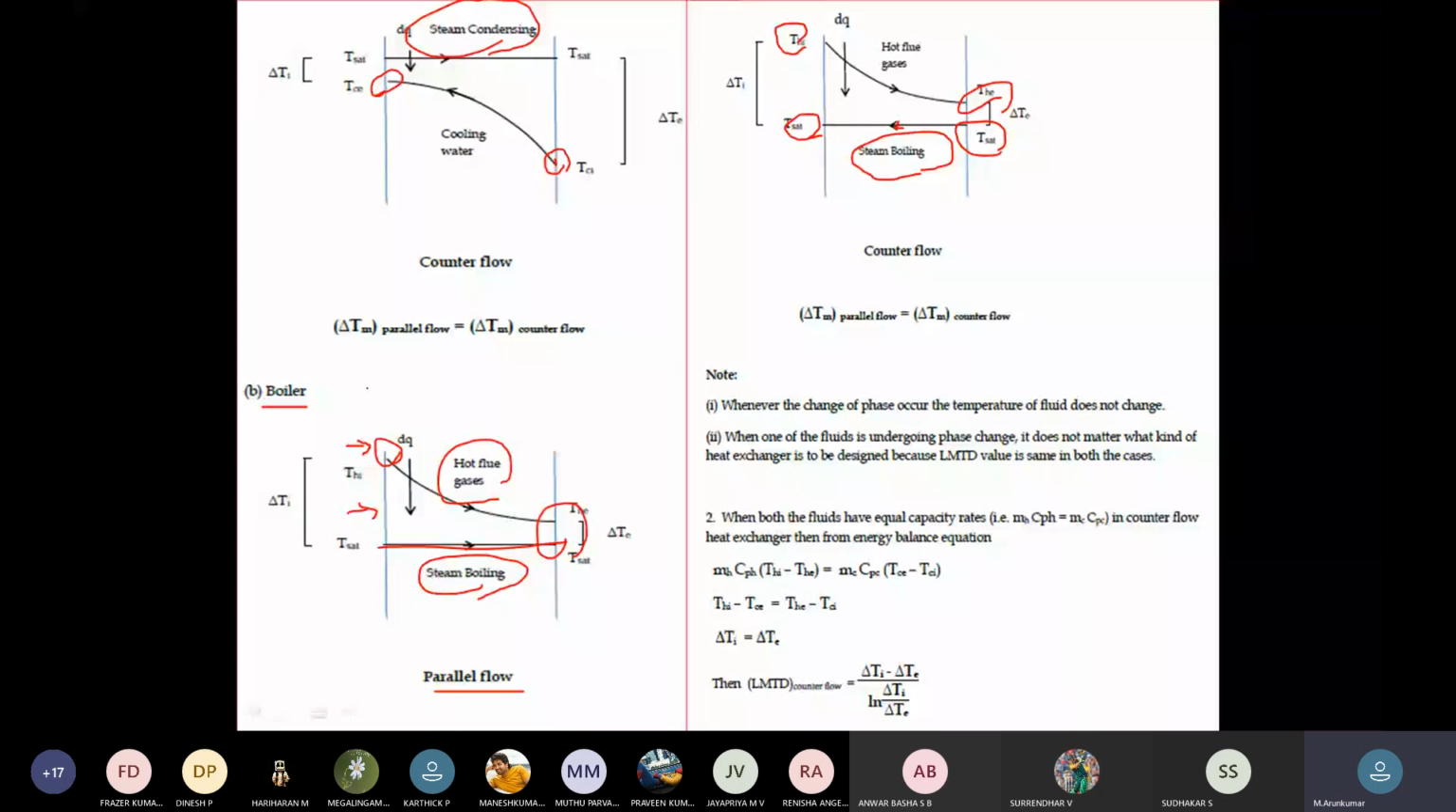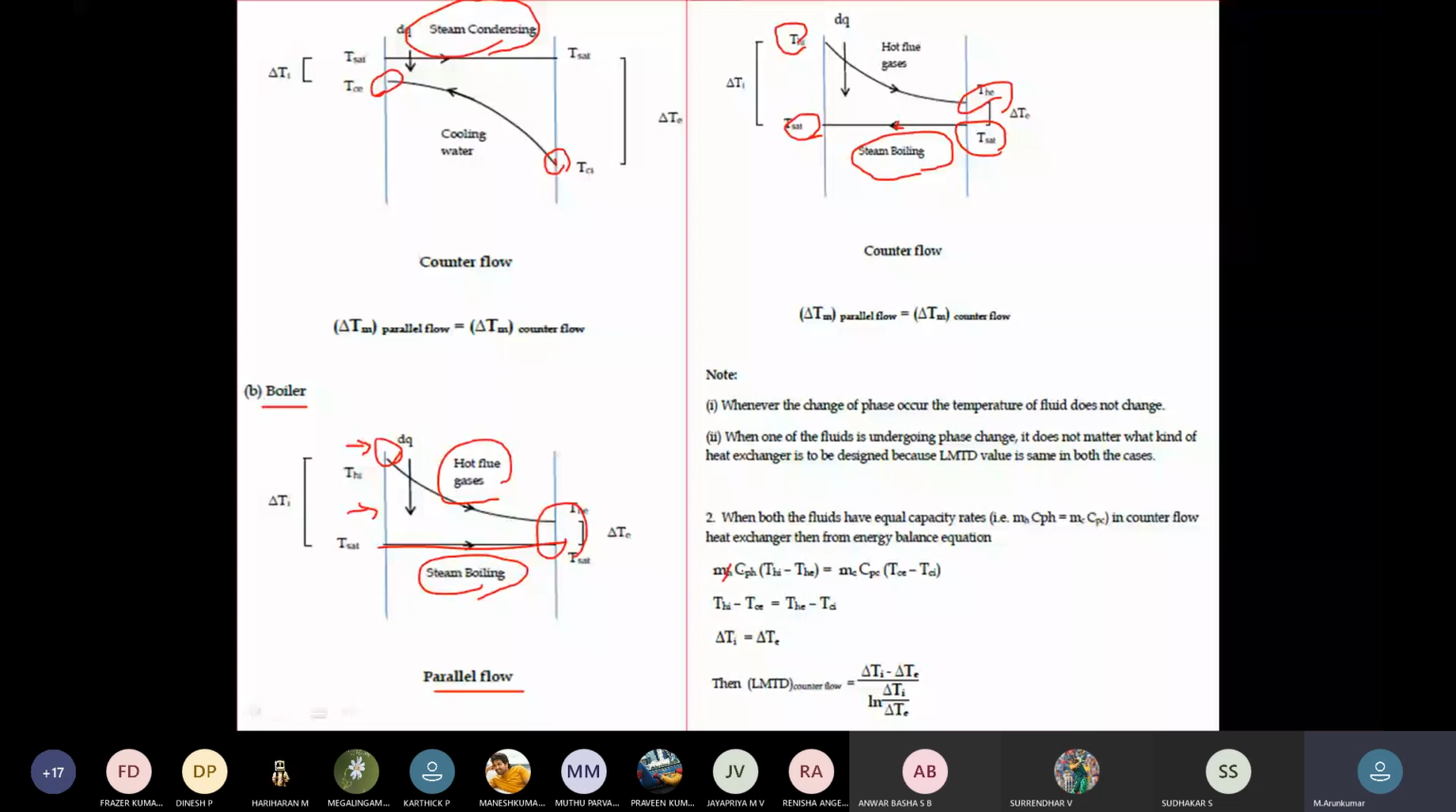the steam condenser. Now consider when both the fluids have equal capacity rates, that is, mCp of both the fluids, in a counterflow heat exchanger. From the energy balance equation we can have, like in the previous case, mCp ΔT_H equal to mCp ΔT_C. So since mCp_H and mCp_C are equal, we can just cancel them.